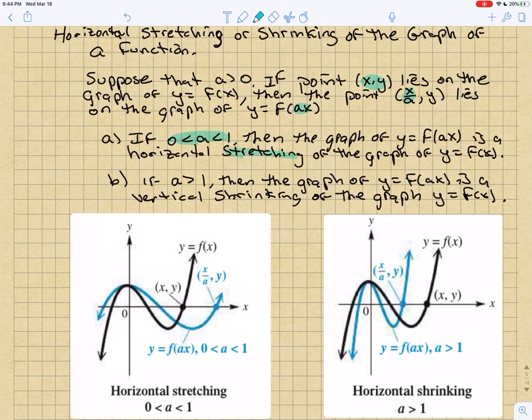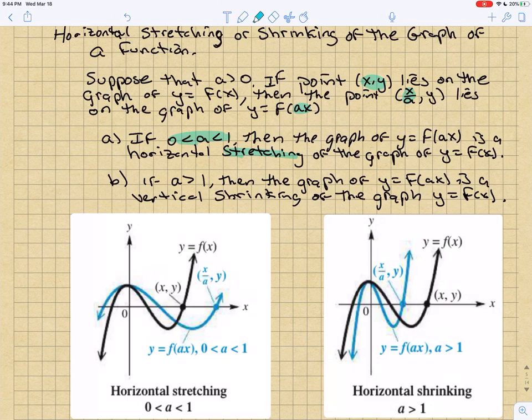Interesting. So if the a value is less than 1, it doesn't make it bigger like it did vertically. Remember I said this is Bizarro world. It's a stretch, right? Something between 0 and 1 was a shrink vertically. But in a horizontal world, it's Bizarro world. 1/2 doesn't shrink it, it stretches. It does the opposite of what you would expect it to do.